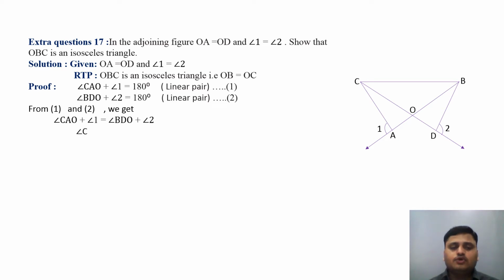And what is given in the question? Angle 2 is equal to angle 1. So angle CAO will be equal to angle BDO. Why are they equal? Because angle 1 is equal to angle 2. This is clearly given in the question.